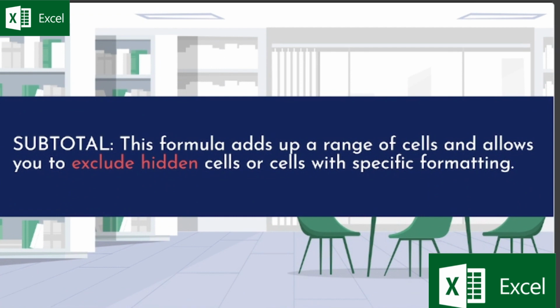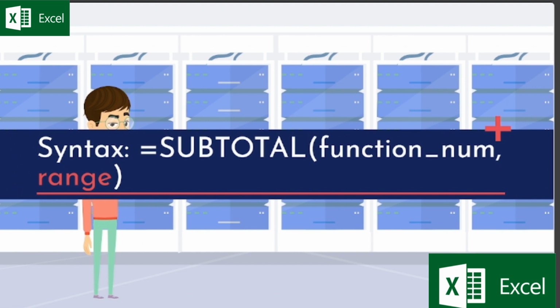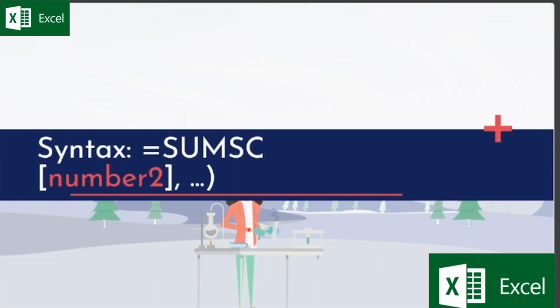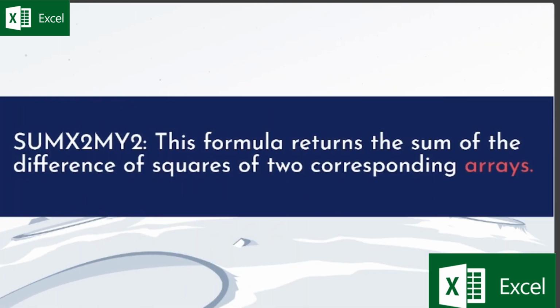SUBTOTAL. This formula adds up a range of cells and allows you to exclude hidden cells or cells with specific formatting. Syntax: equals SUBTOTAL(function_num, range). SUMSQ. This formula returns the sum of the squares of the arguments. Syntax: equals SUMSQ(number1, number2).